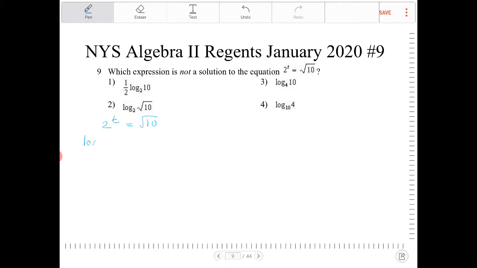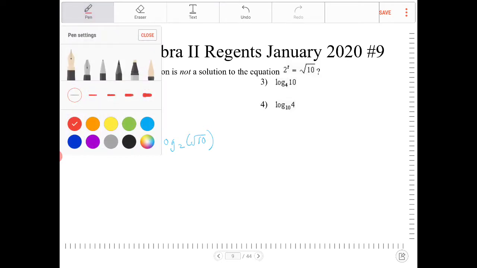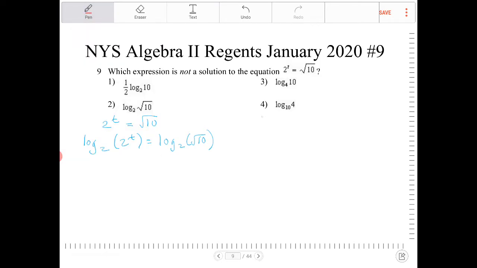So log base 2 of 2 to the t is equal to log base 2 of radical 10. I took the log base 2 of both sides. The next thing is I want to apply the power rule. What does the power rule say? I'm going to quickly review it, and I'm going to write it in red for all the rules that you need for this. If I have log base a of b to the power of c, then this is equivalent to c times log base a of b.